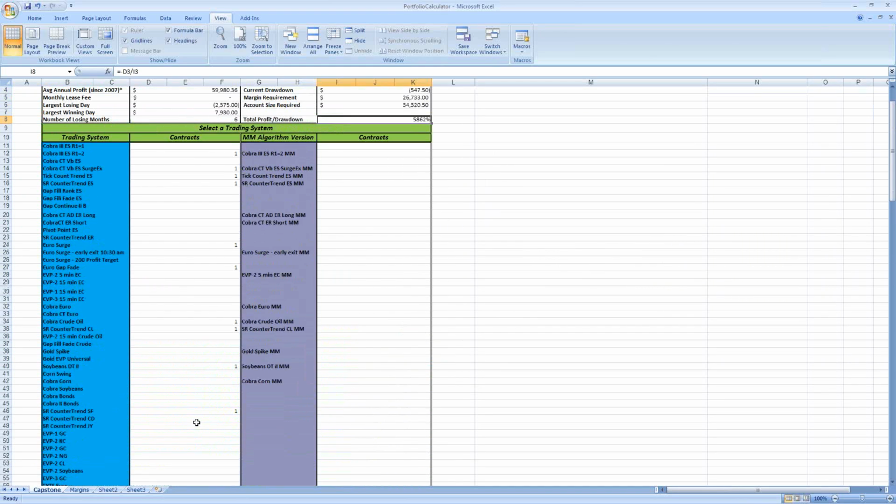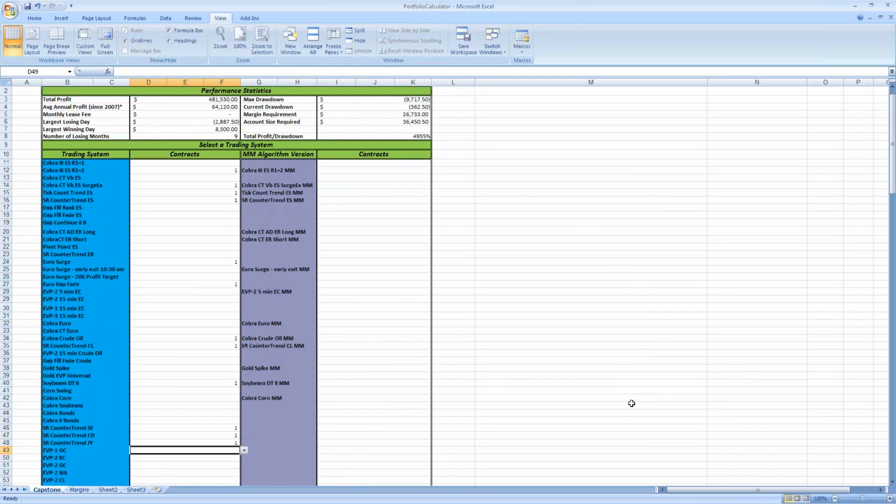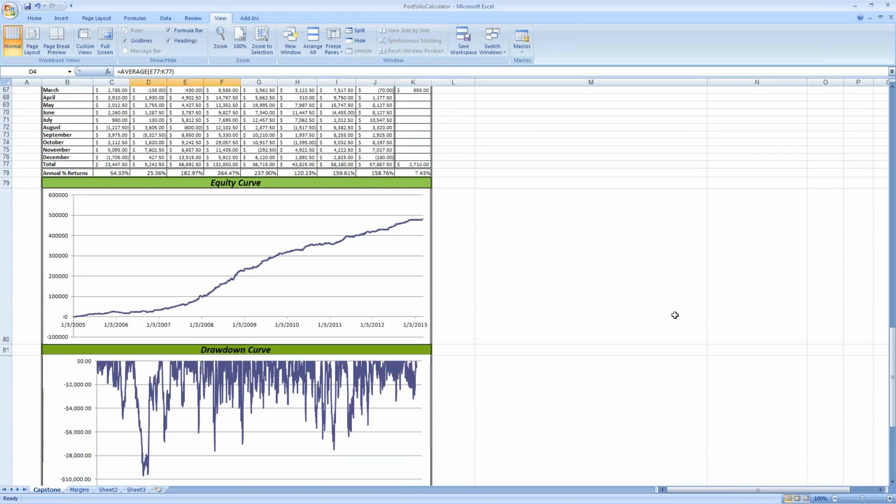You might want to add more markets. Say, what if I want to add the Canadian dollar, SR counter trend Canadian dollar? It goes down again. What if I add the Japanese yen? It goes down again. But my average annual profit goes up. And maybe you're comfortable with that drawdown. Maybe that drawdown's not bad. Maybe you want more money. Maybe you want to take on more risk to try to achieve more annual profit and get more markets.